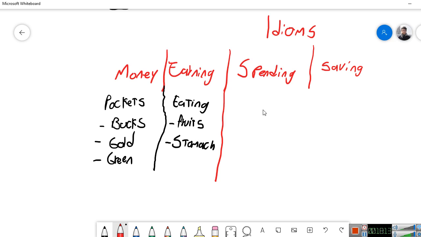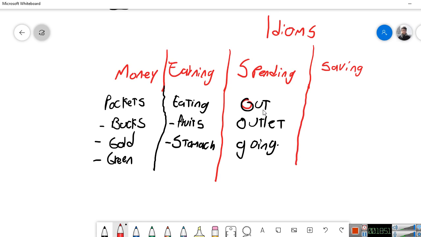Okay, so spending is when we leave our money, and it doesn't necessarily have to be on things we need. So we can use words like out. Outlet is also very common. Going. In this case, we're talking about verbs. And then saving. Saving is when we save money.